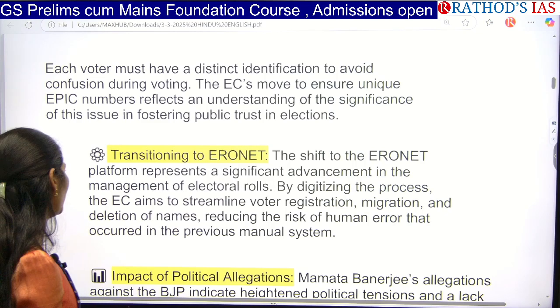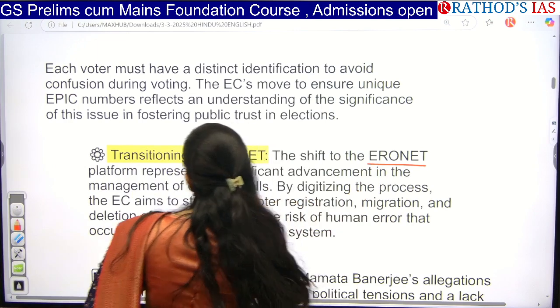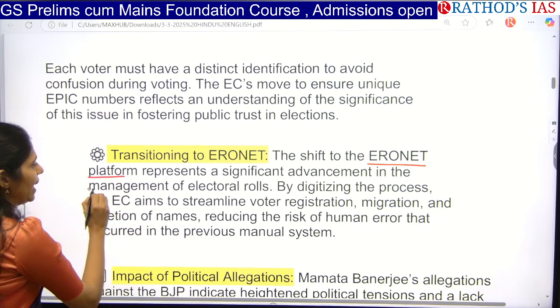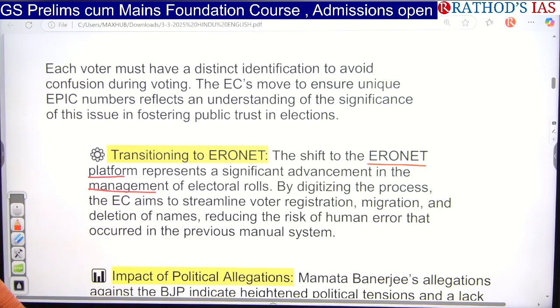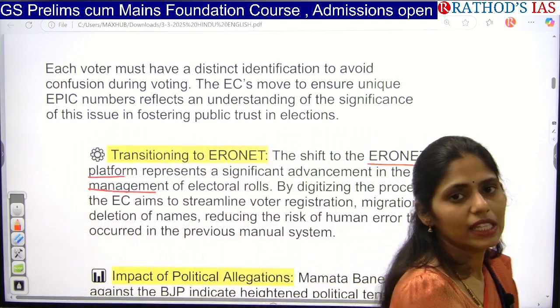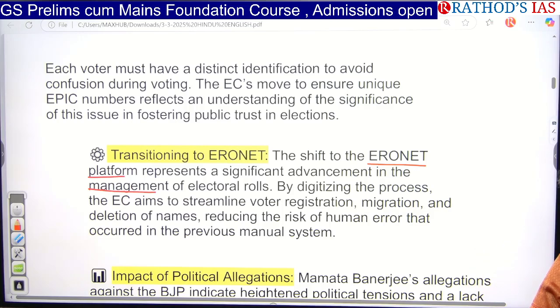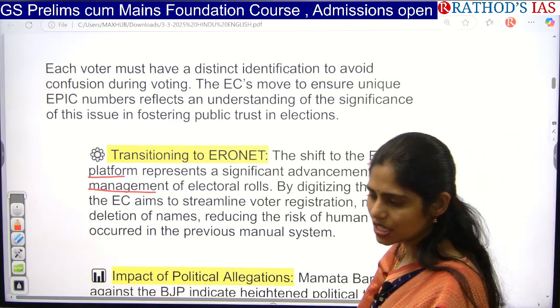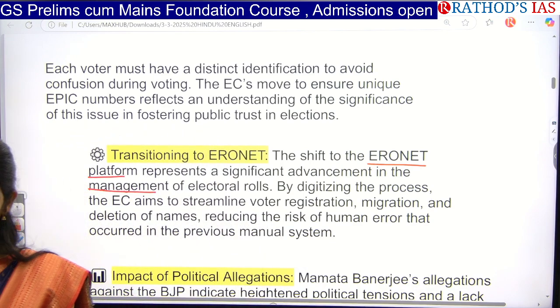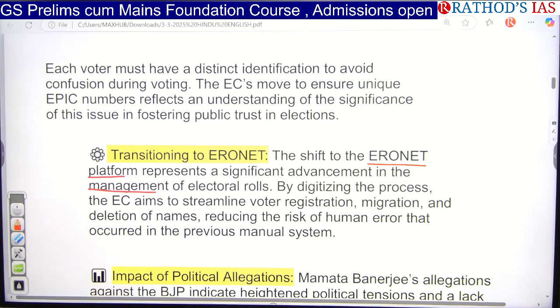And next, we are going to shift towards one platform, that is ERONET. Please make a note of it. This platform represents significant advancements in the management of electoral rolls. Here there is a chance of getting a question, guys, who are writing the 2025 prelims. That is, ERONET was recently seen in the news. Which of the following options best suits it? It is to remove duplicate voter ID cards. Okay, so this is the thing that you have to remember.